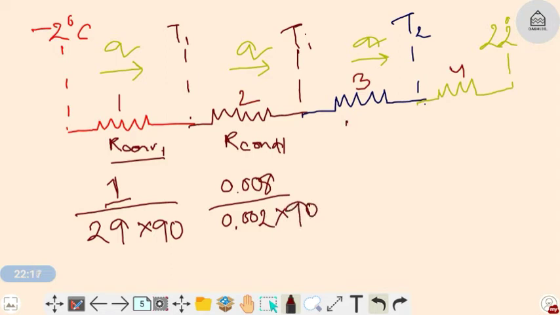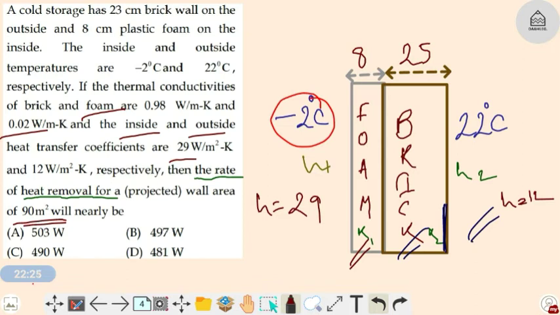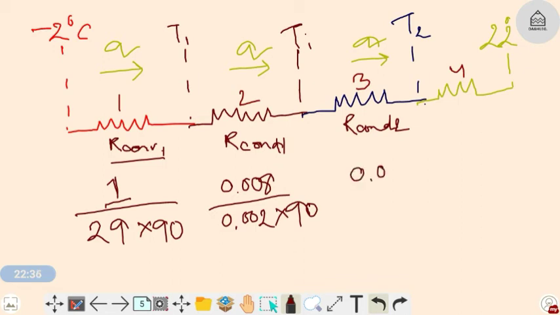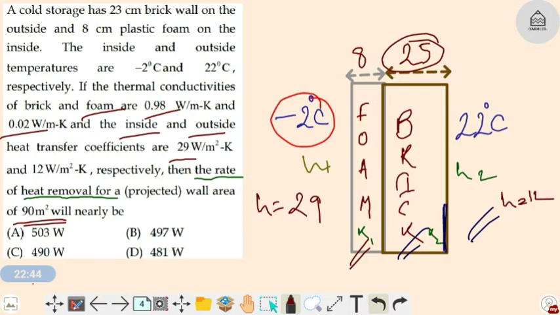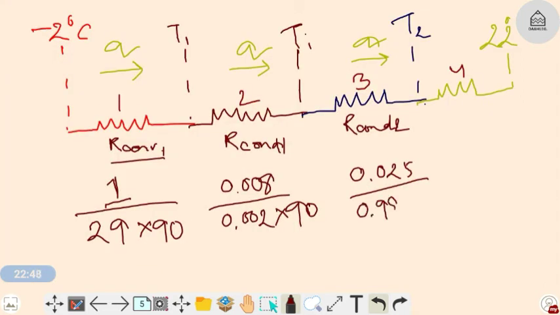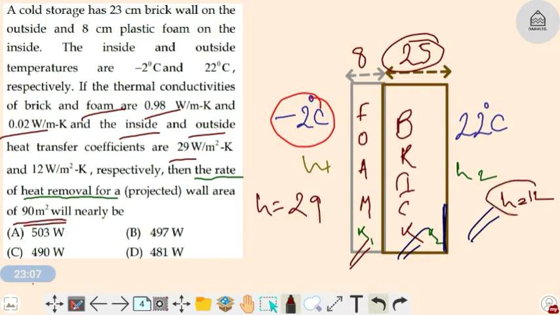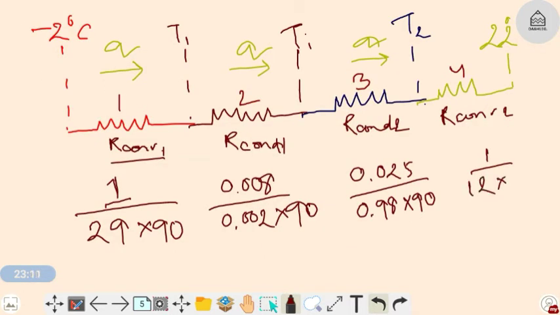Now this is R conductive 2, that is the brick, again L by K. L is 25 mm, that is 0.025 meter, given in mm. K is 0.98, A is 90. This one is the convective R convective 2, again 1 divided by HA. H is 12 into 90.